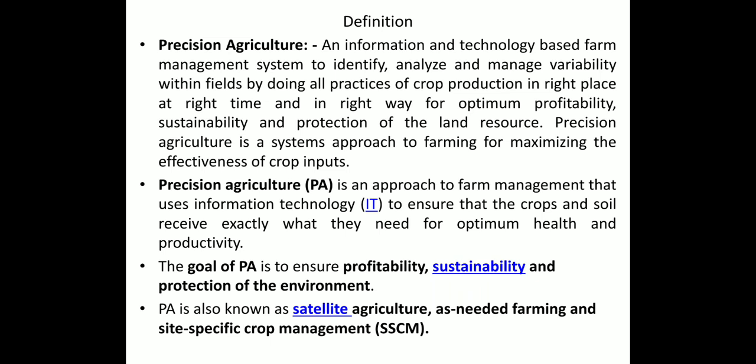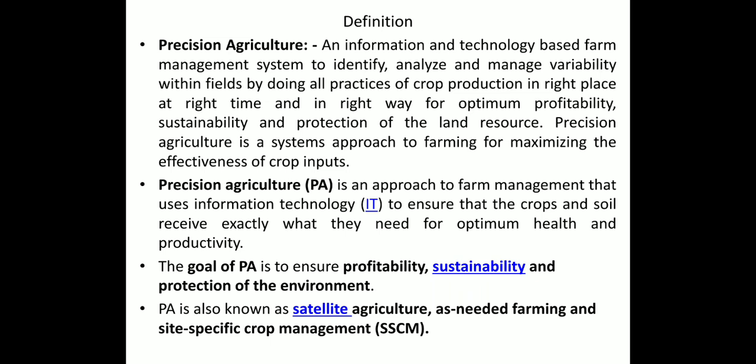Precision agriculture is also defined as an approach of farm management that uses IT or information technology to ensure that the crops and soil receive exactly what they need for optimum health and productivity. Here, precision agriculture is the main approach for farm management that uses information technology to get more crop yield as well as to maintain soil health, and simultaneously we have to evaluate the need for optimum soil health and productivity. Soil health means the physical, chemical and biological properties of soil should be improved by application of inputs in the right amount, right time, right place, right way or right manner, and then also improve productivity levels, that is to use exactly as needed by the soil or the crops. So when we apply the nutrients, it will increase the productivity of the crops as well as the soil.